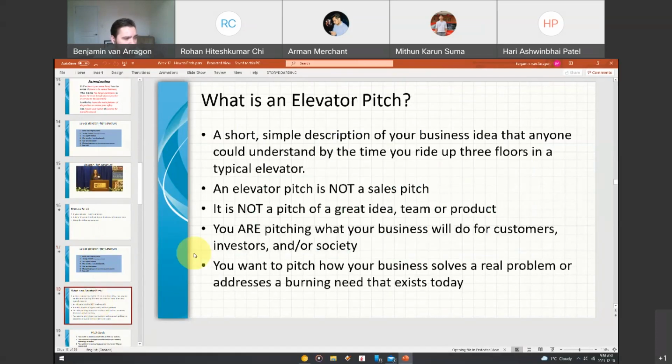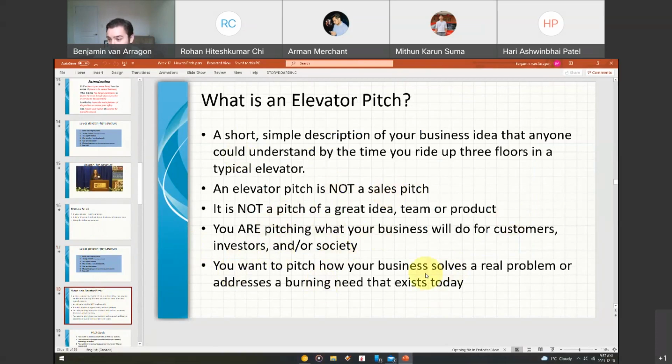Okay, so an elevator pitch is not a sales pitch. It's not a pitch of a great idea, team, or product. You are pitching what your business will do for customers, investors, and society. That's what they want to know. You want to pitch how it solves a problem and how it addresses a burning need that exists today. It's not, "Hey, I want to sell you and I want your money."